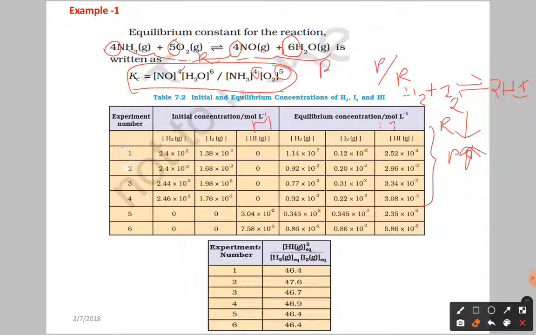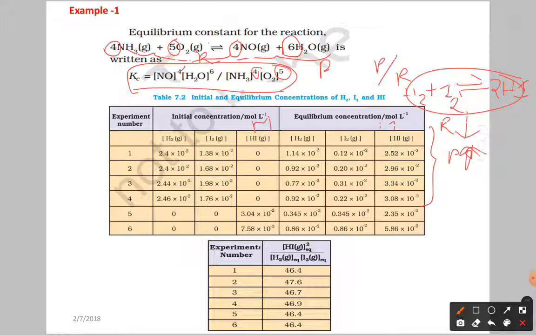Now go for the second experiment. Here again H2 and I2 are there. Initially we don't have HI, but after some time we have both reactant and product. Now for each reaction, we calculate Kc, the equilibrium constant expression. First we write the expression for the above reaction. This is our chemical equation.